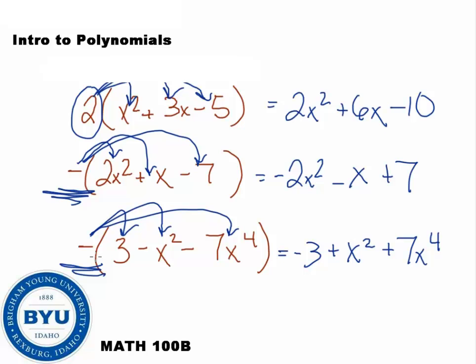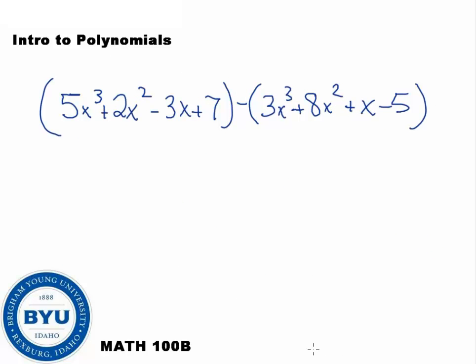Because for all subtraction problems, when we do polynomials, it helps to distribute the negative. Let me show you an example. Okay, so let's say we're subtracting some polynomials. I would encourage you, every time you subtract polynomials, to turn this problem into an addition problem simply by distributing this negative through the parentheses. So if we did that, I'd have 5x cubed plus 2x squared minus 3x plus 7.